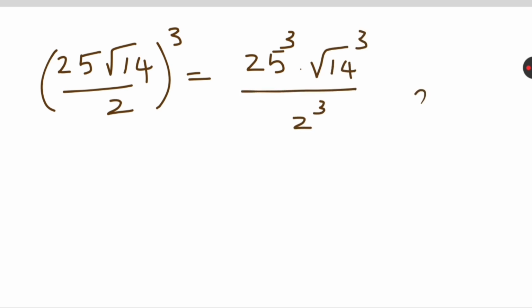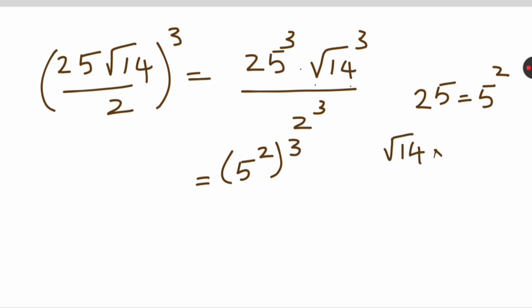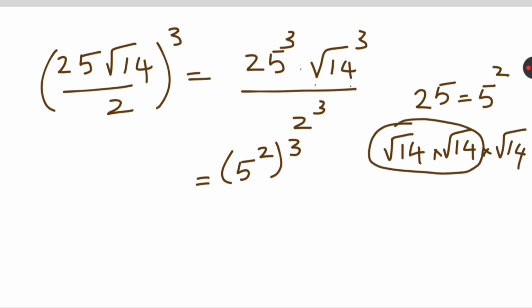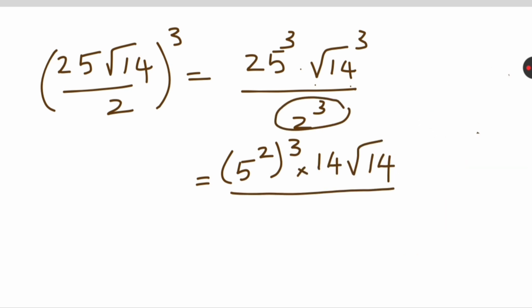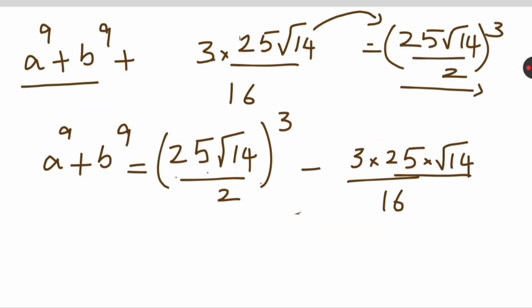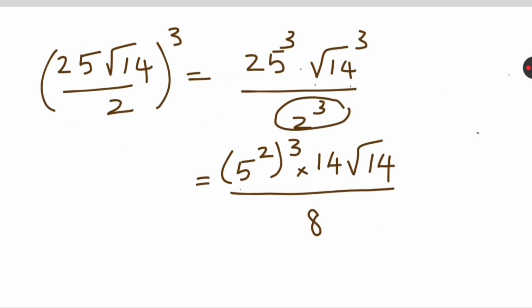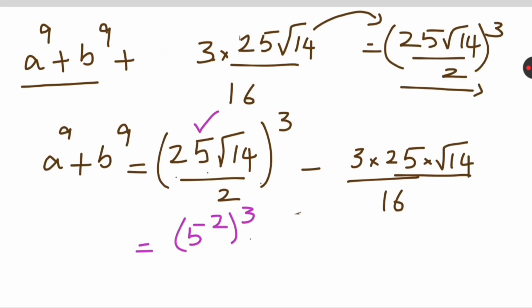So usually 25 we can write in terms of 5, that is 5 raised to power of 2. So just write 5 raised to power of 2 whole raised to power of 3. And this root 14 whole cube is nothing but root 14 times root 14 times root 14. We need to write 3 times. So root 14 times root 14 is nothing but root 14 whole square. The square and square root get cancelled. We left only 14. And what we left? We left only root 14. So that means we can write this as 14 times root 14. And denominator we have 2 raised to power of 3, 2 raised to power of 3 is nothing but 8. The first term, after simplifying, we got 5 raised to power of 2 whole raised to power of 3, then 14 times root 14 over 8.